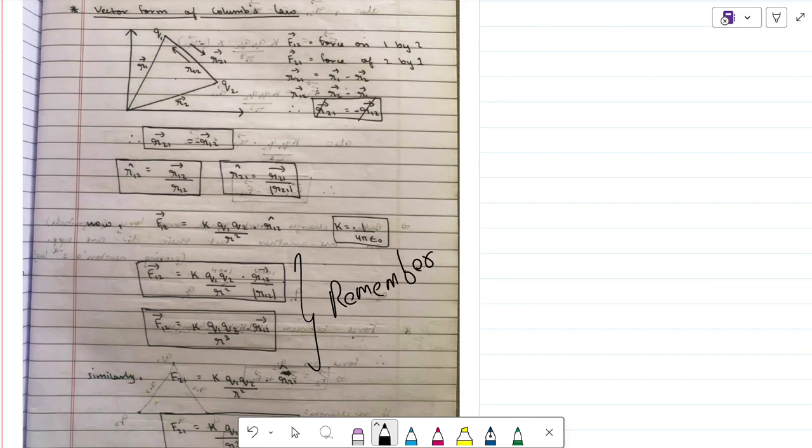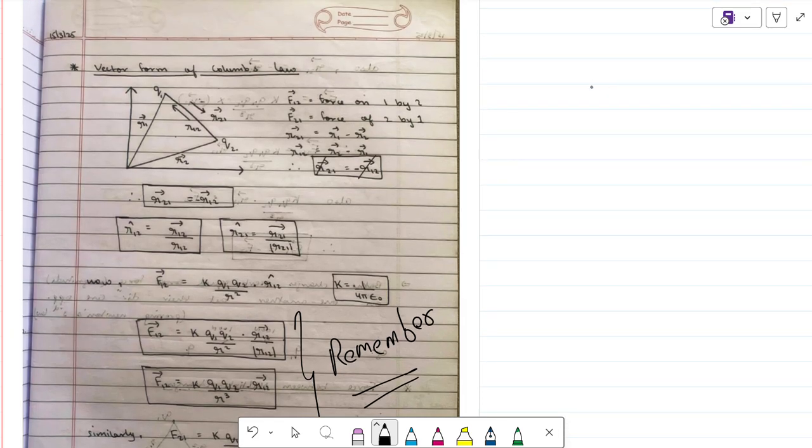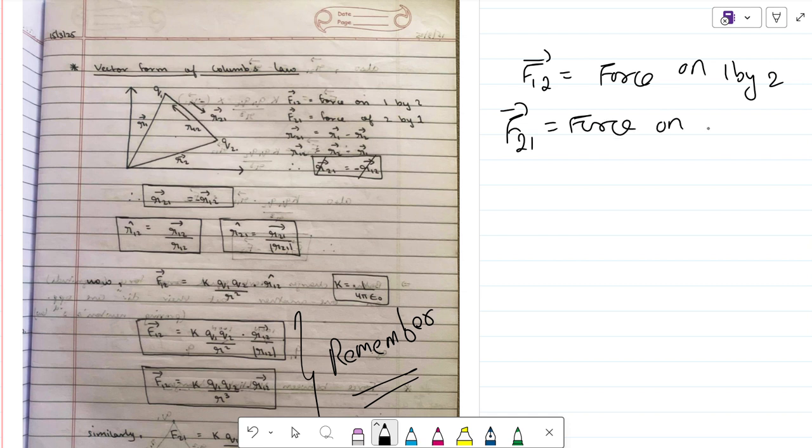This is just the representation of Coulomb's law in vector form, and it should be learned because MCQs can sometimes come. So using this diagram and these symbols you need to learn, that is, F12 is force on 1 by 2, and F21 is force on 2 by 1. So there is nothing new here.